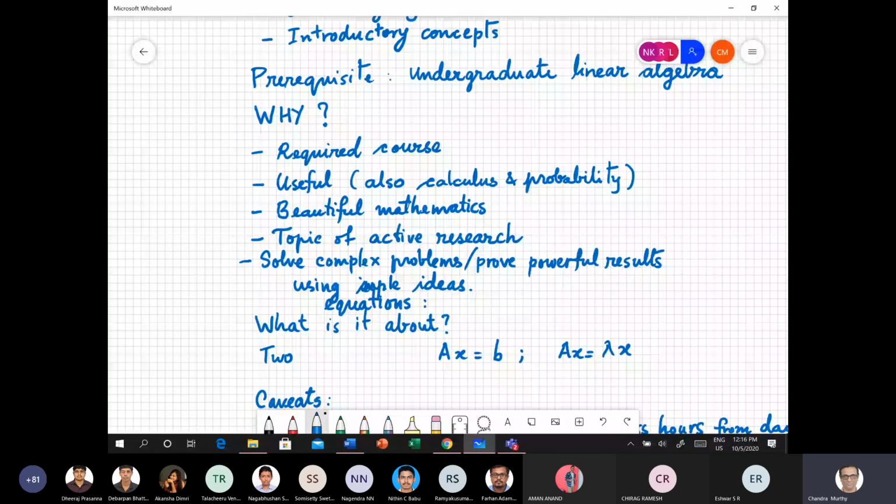Okay, that fixes it. So the first question to ask is, why should we study linear algebra? There are a few primary reasons that I put here, but I'm curious to know if any of you have other reasons why you are interested in this course.